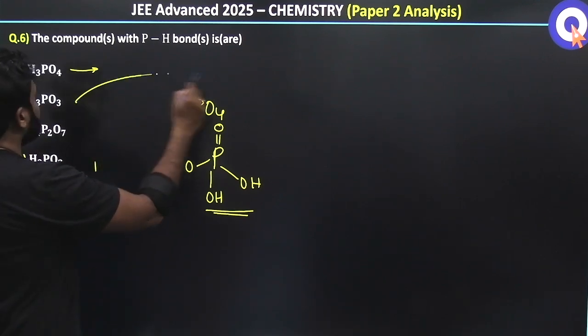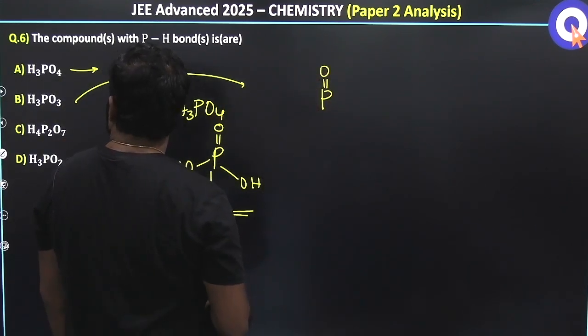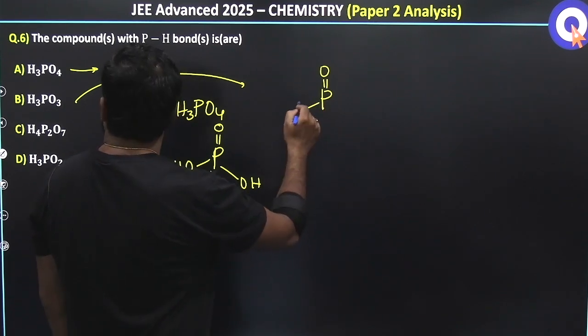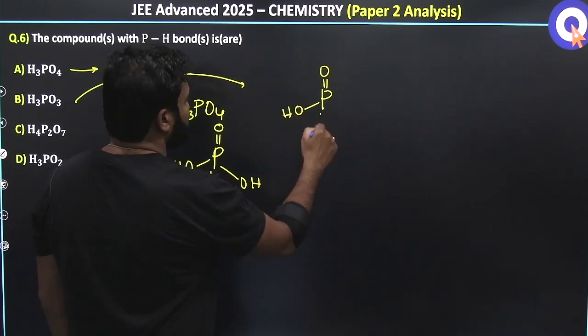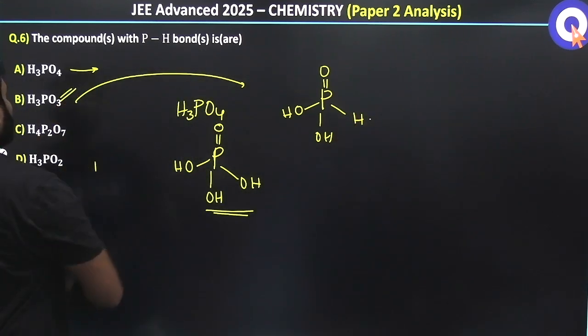And next H3PO3, this is phosphorus acid, right? So it will become what? P double bond O. Still how many are there? OH, OH, and one hydrogen is there, right? Here one P-H bond is there.